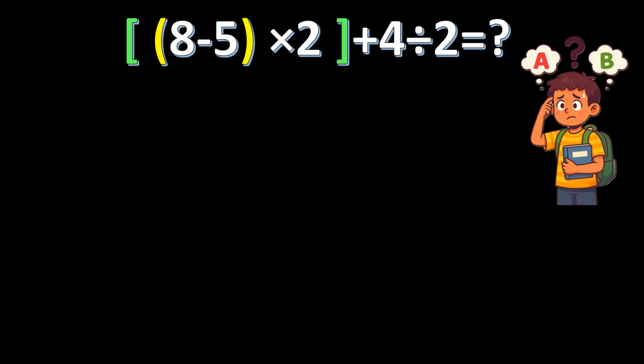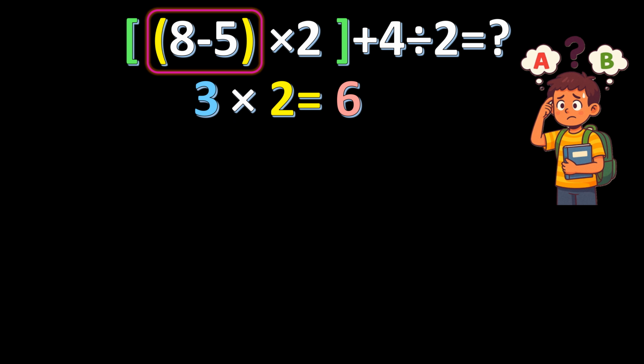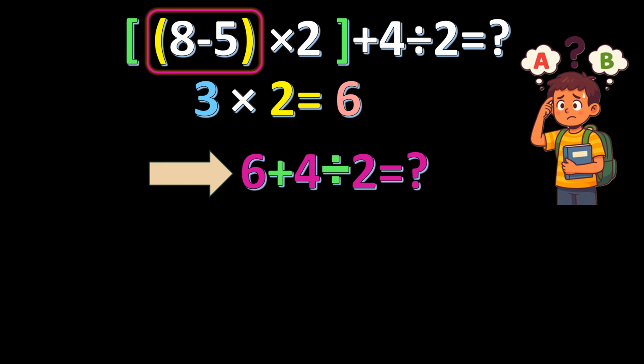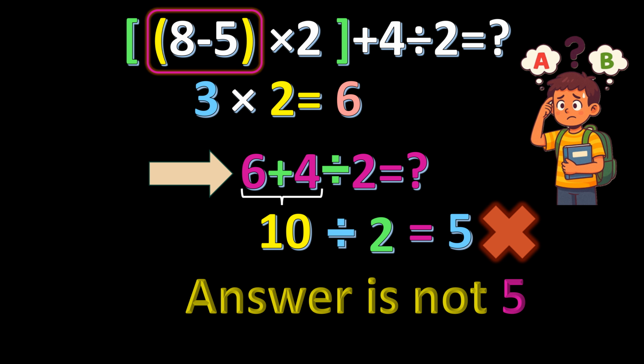In this video, we're going to solve two very tricky questions that even teachers often get wrong. We start with 8 minus 5 equals 3, and 3 times 2 equals 6. So the expression becomes 6 plus 4 divided by 2. If we just go left to right, 6 plus 4 equals 10, and 10 divided by 2 equals 5. But this answer is completely wrong because we ignored the order of operations, PEMDAS.